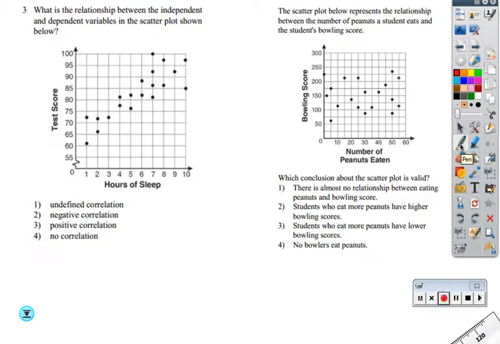Going to be talking to you about correlation and scatter plots today. So let's take a look at question 3. What is the relationship between the independent and dependent variables in the scatter plot shown below?